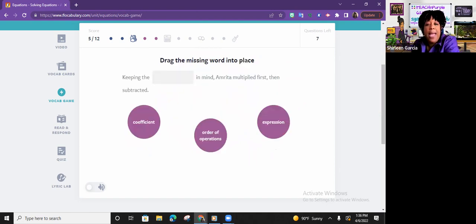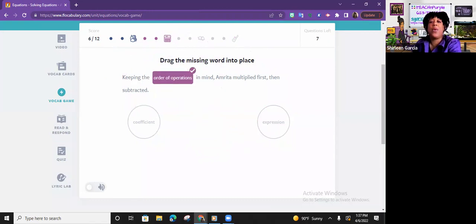Keeping the order in mind, Amarita multiplied first and then subtracted. What is that PEMDAS called? Coefficient, order of operations, or expression? Parentheses, exponents, multiply, divide, add, subtract. PEMDAS, what is that? Coefficient, order of operations, or expression? Yes, those are the rules of how to solve an equation.